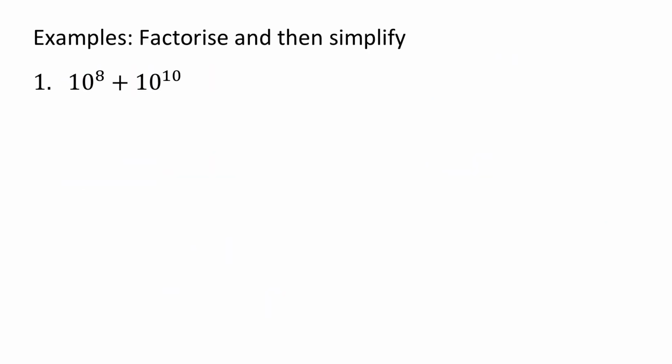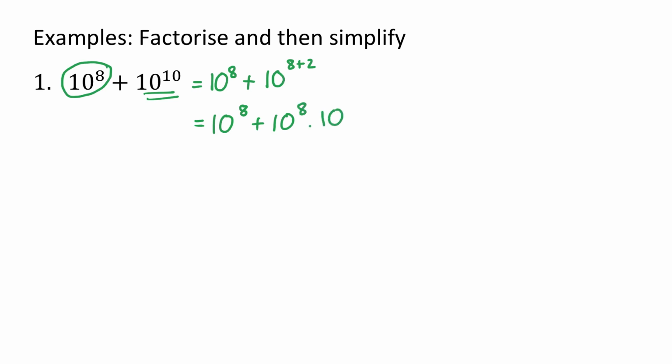Now we're going to start looking at factorizing. Let me start with just constants. So I've got 10 to the power of 8 plus 10 to the power of 10, and I want to factorize this. So let me break this up. I can see that my highest common factor is going to be 10 to the power of 8. So let's write down 10 to the power of 8, and I'm going to break the expression up. The 10 to the power of 10, I'm going to write as 10 to the power of 8 plus 2. Now I can break up that 10 to the power of 8 plus 2 as 10 to the power of 8 times 10 to the power of 2, using the first law of exponents: a to the n times a to the m is equal to a to the power of n plus m.